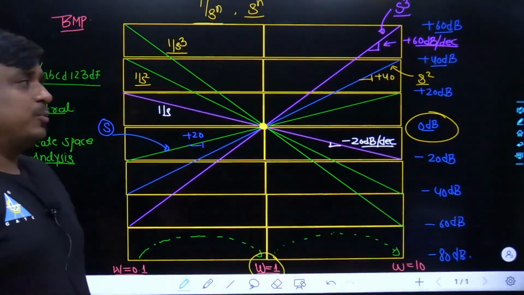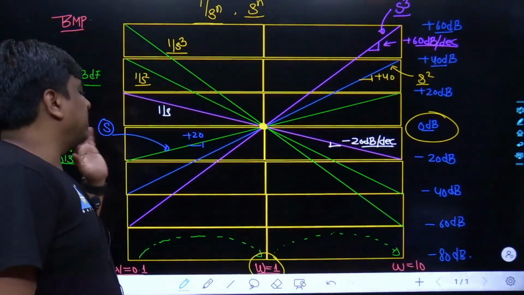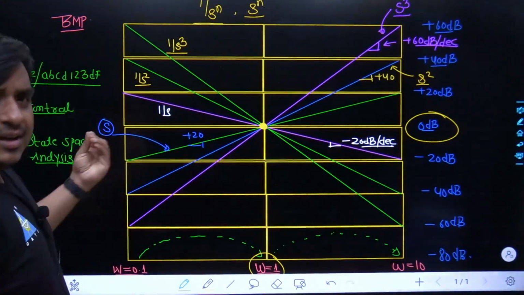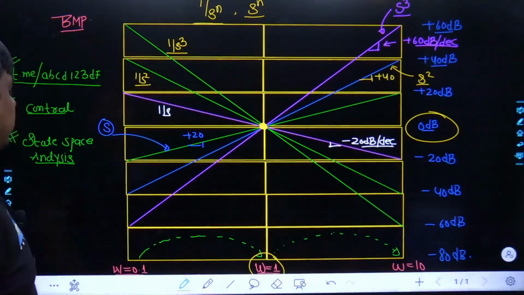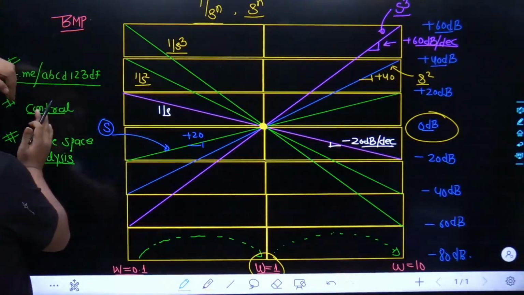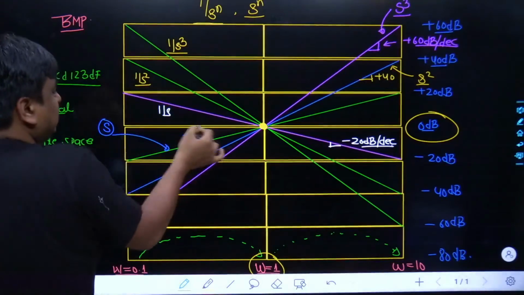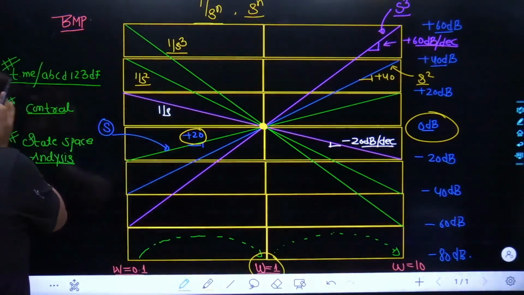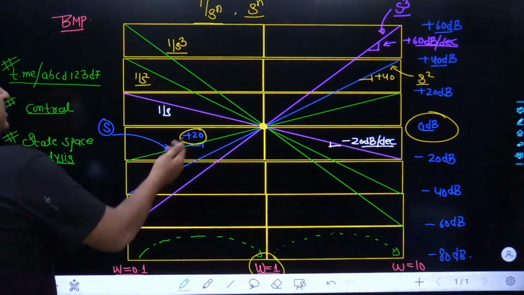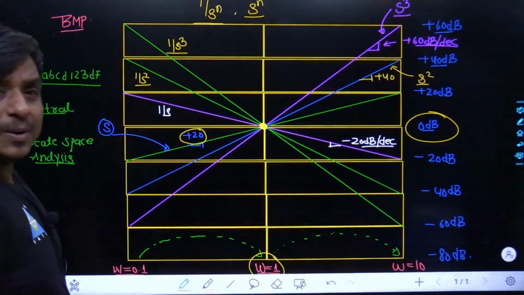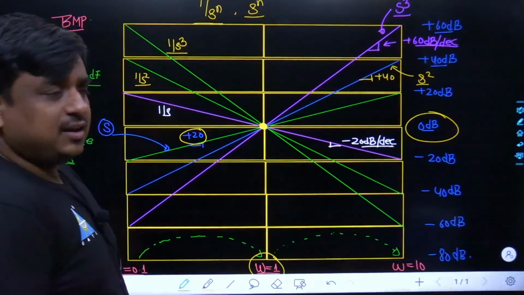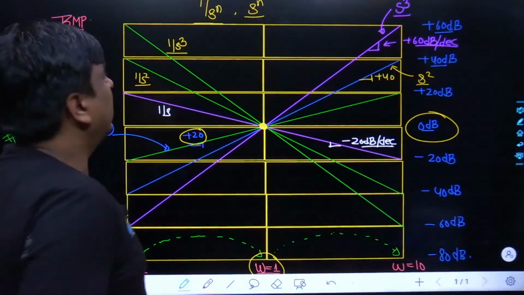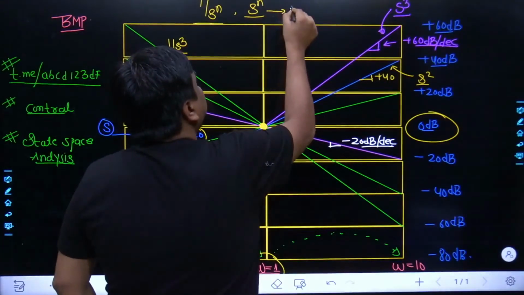The next important point, may I know from which particular point the slope started? My dear friend, you cannot pinpoint where the slope starts. If you go towards omega equal to 0.01, still for factor s you will get a slope equal to plus 20. If you start from omega equal to 0.001, still you would get a slope equal to plus 20 dB. In short, whenever you have the factor 1 upon s to the power of n or s to the power of n, they are going to decide your initial slope.